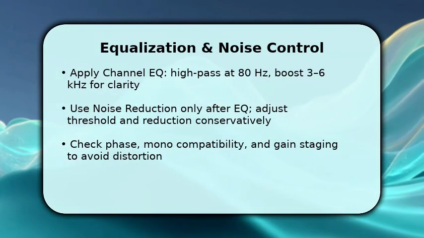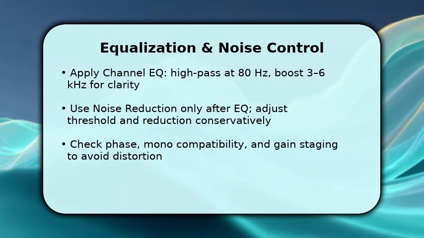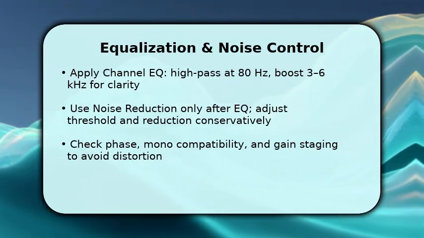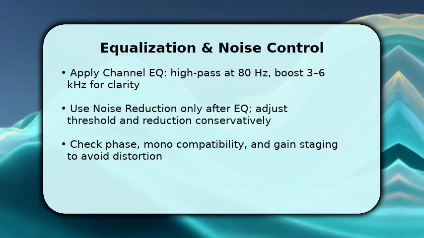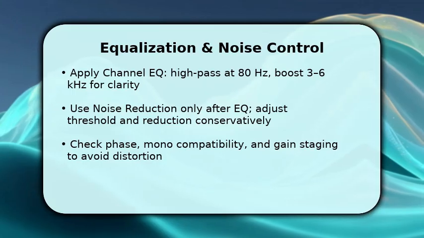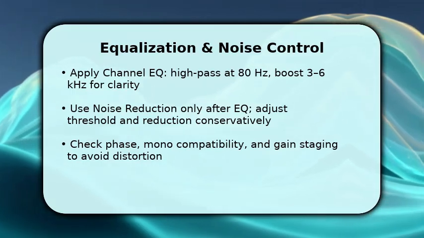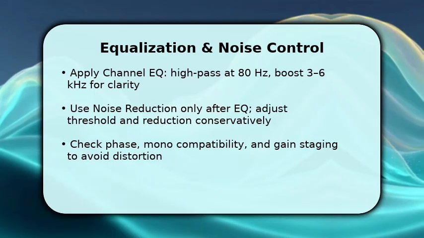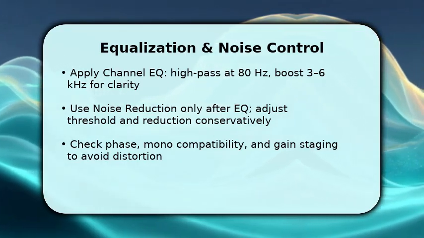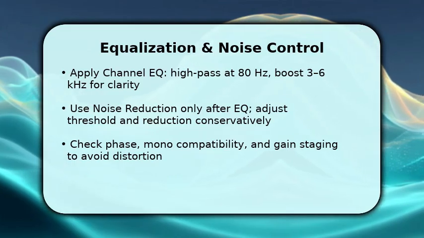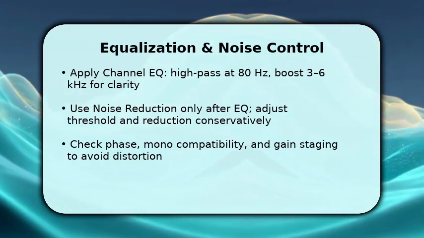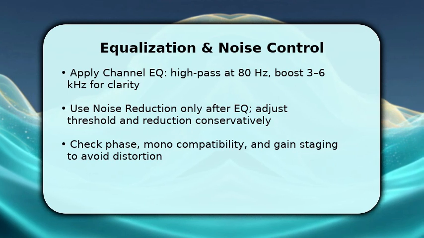Now you tackle the middle steps: EQ, noise, and gain. Add channel EQ and remove rumble with a high pass around 80 Hz, then gently boost the 3 to 6 kHz band to restore intelligibility. Once EQ shapes the tone, apply noise reduction. Use low reduction and fine-tune threshold so you remove hiss without smearing speech. Make sure to check phase and mono compatibility. If the track clips, reduce gain or use a limiter. These steps restore articulation without introducing artifacts.